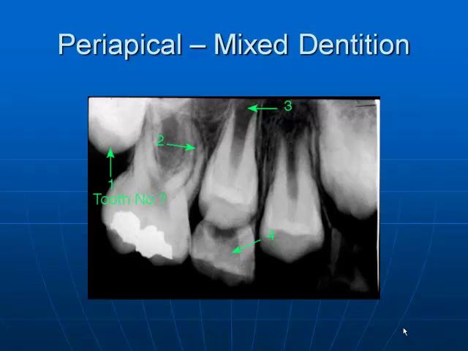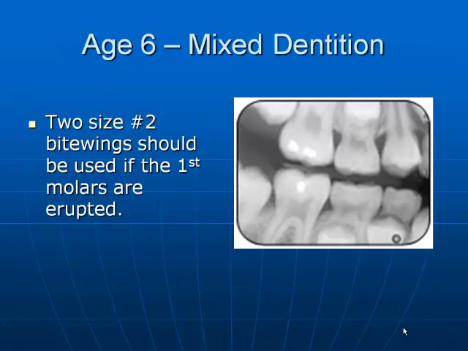This image shows that this is a maxillary molar periapical of a transitional dentition. At age 6 in the mixed dentition, 2 size number 2 bite wings should be used if the first molars are erupted.